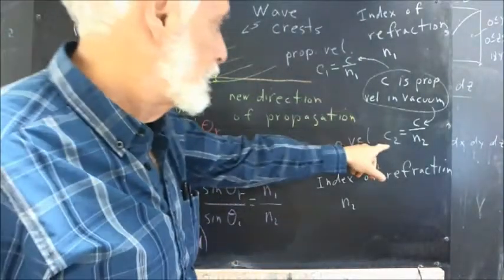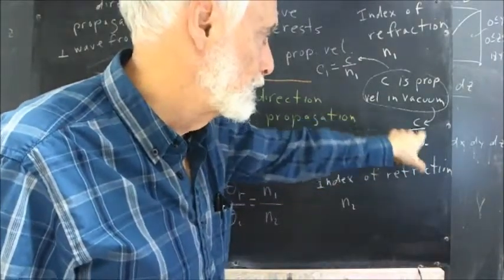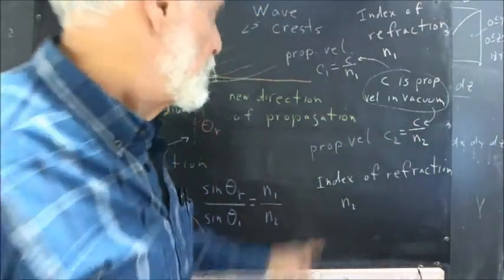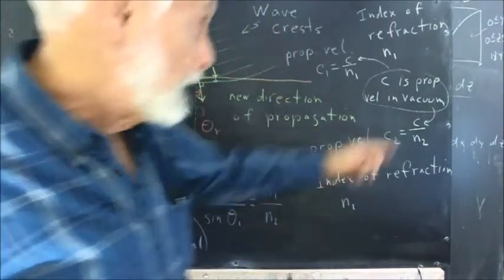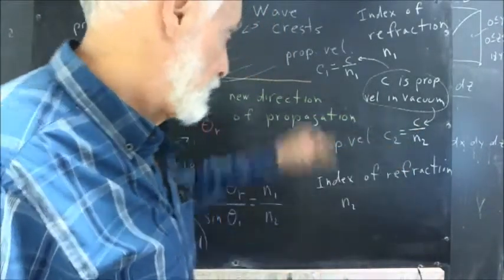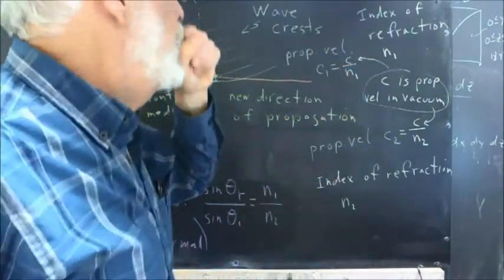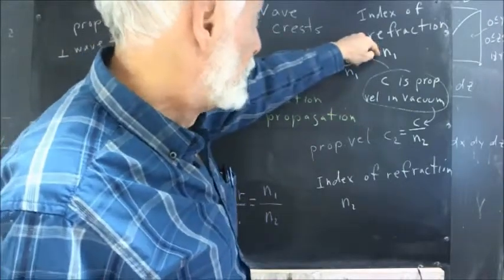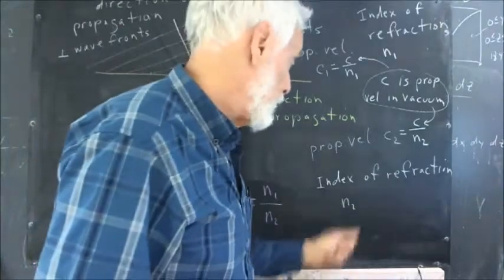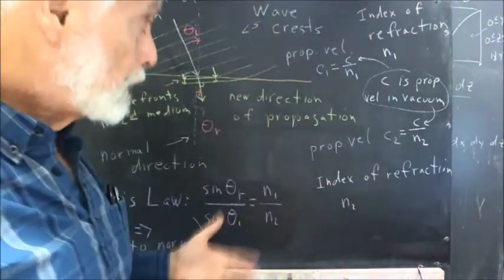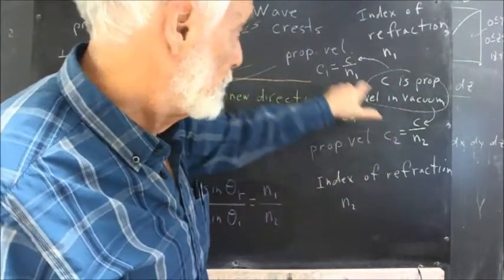And then in the second medium, propagation velocity will be C over n2. C2 equals C over n2, where n1 and n2 are again the numbers that you divide into C to get the velocity in the given medium. These are called indices of refraction. So this n1 here is the index of refraction in the first medium, n2 the index of refraction in the second medium. The greater the index of refraction, the more slowly the beam travels in that medium.